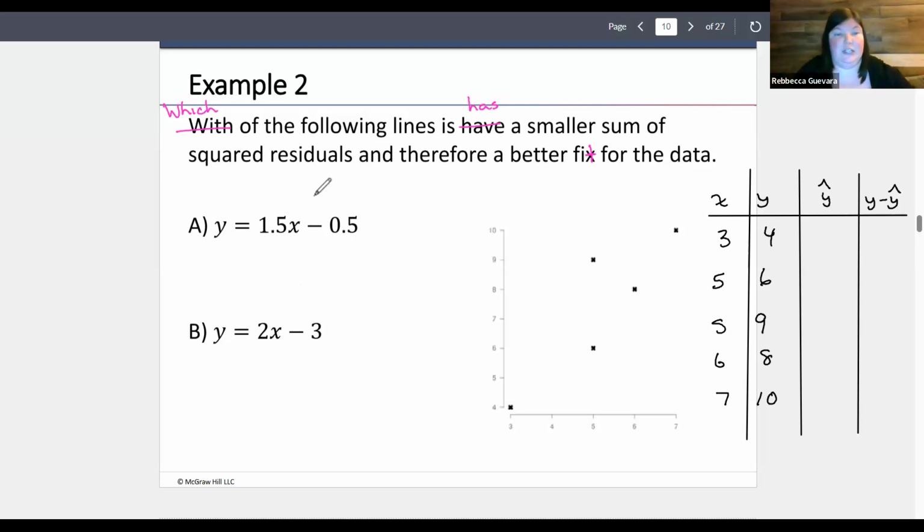So if I just take those, like I put my 4 in for my X, we'd have 1.5 times 4 minus 0.5. And that is going to give me 5.5. So the difference between 4 and 5.5 is negative 1.5. So this all here is just going to be the residuals.